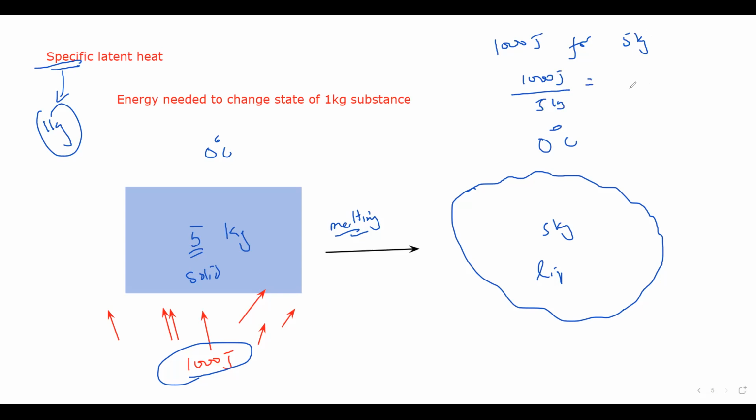So 1000 divided by 5, what will I get? It will be 200 joules per kilogram. It means that to melt the 5 kilogram ice, I need 1000 joules, but if I want to melt 1 kilogram of ice, I only need 200 joules of energy. So the energy required to change the state of 1 kilogram of a substance, either from solid to liquid, liquid to gas, or the opposite, is known as specific latent heat.